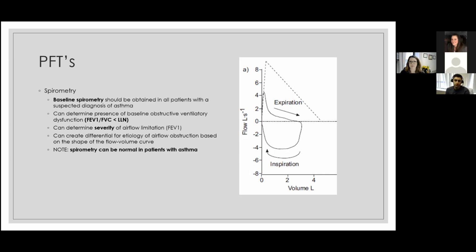You can also create a differential for the etiology of airflow obstruction based on the shape of the flow volume curve. I have a picture here of the standard flow volume curve. As you can see, the expiratory limb is kind of concaved inward, which is pretty indicative of expiratory airflow limitation. It's not specific. You can see it in COPD, you can see it in asthma, you can see it in bronchiectasis. Just note that sometimes spirometry can be normal in patients with asthma.